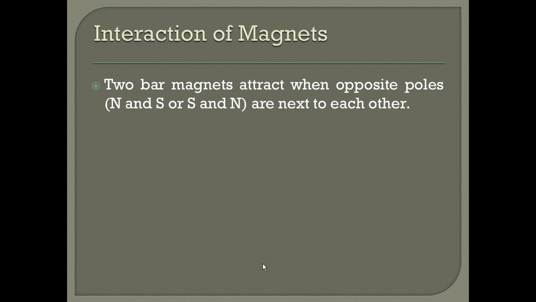Two bar magnets attract when opposite poles, for example, north and south or south and north, are next to each other. So this means in the same manner that if you have two opposite charges, the tendency of these two charges is to attract each other. The same goes with magnets. If you have two opposite poles of a magnet, the tendency for these poles is for them to attract.